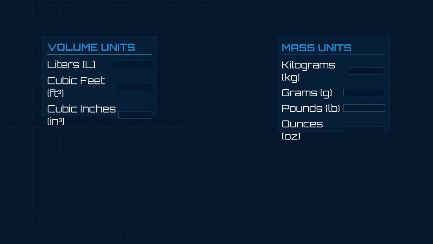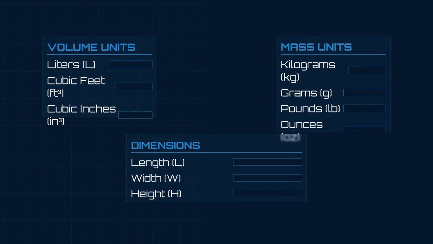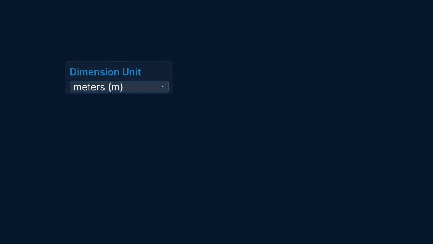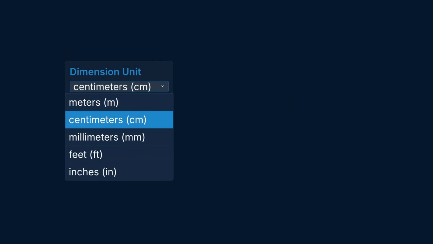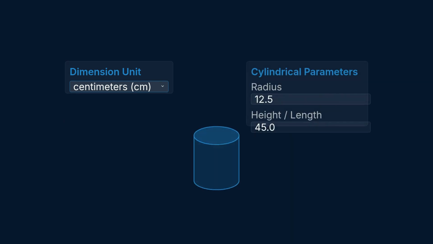For dimensional calculations, we have length, width, and height fields, with the dimension unit dropdown offering meters, centimeters, millimeters, feet, or inches. For cylindrical calculations, there's a radius field and height-length field. Let's work through an example.